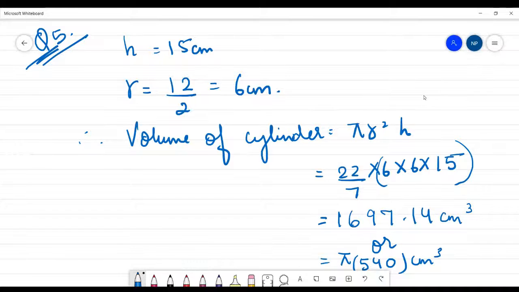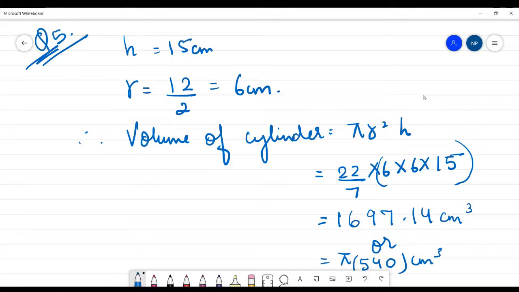We will continue from where we have left, that is question number 5. It is saying a container is shaped like a cylinder, a circular cylinder having diameter 12 centimeter and height 15 centimeter, is full of ice cream. The ice cream is to be filled into cones of height 12 centimeter and diameter 6 centimeter, having a hemispherical shape on the top. Find the number of such cones which can be filled with ice cream.